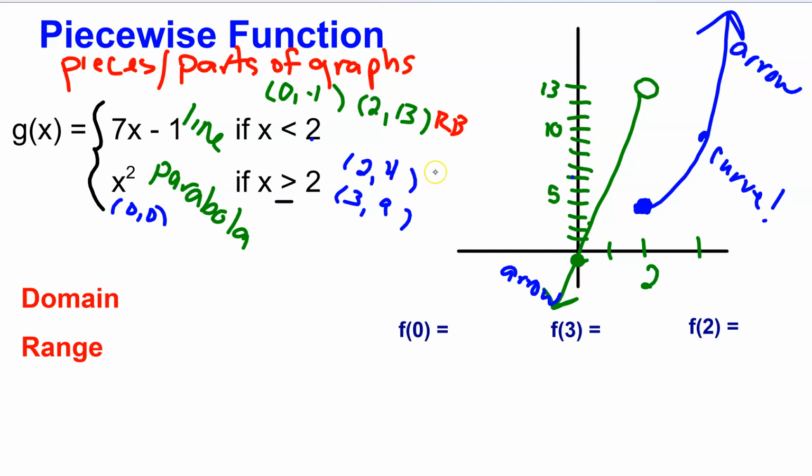And this (2, 4) is going to be my left boundary for this one. So definitely always have 2 points on these. Now let's talk about the domain for a second. So the domain is x and y, right? We've already talked about this.